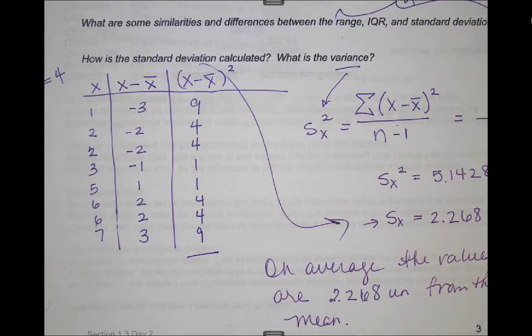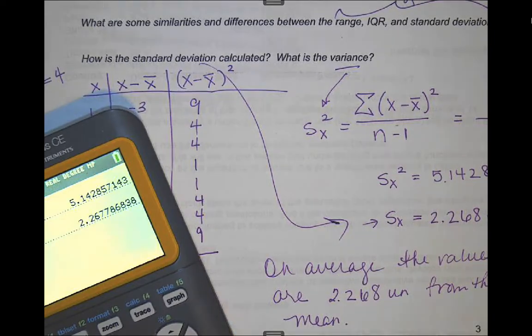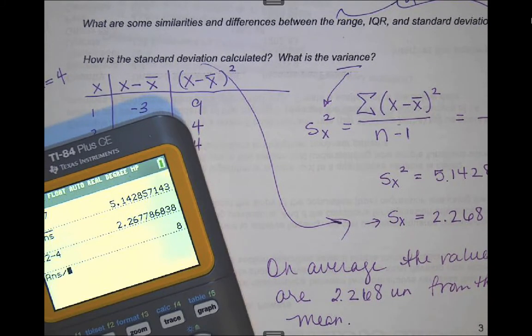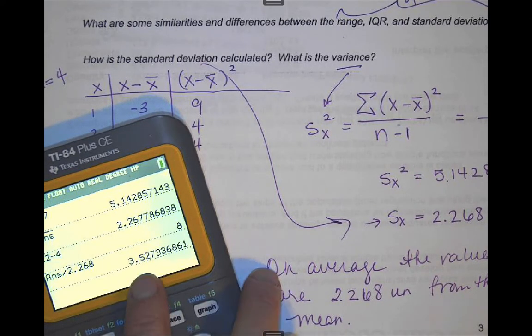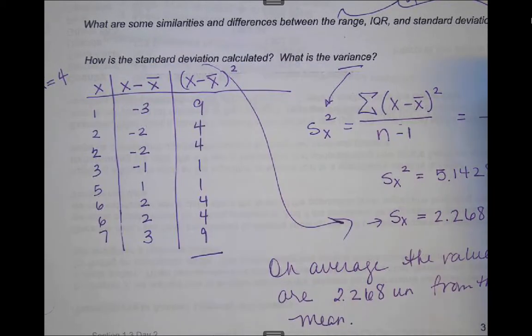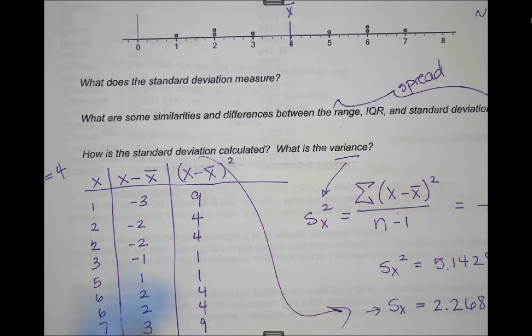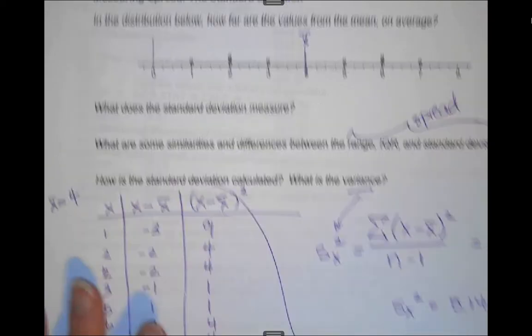So if somebody told me that 12 was in the data set, I might think they were a little nuts, because if I did 12 minus 4 and divided by that standard deviation I just got, well, 12 would be 3.5 standard deviations away from the mean. I'm not really sure that 12 is actually in that data set, so I don't know that I believe that person. So the standard deviation just gives me an idea of how spread out things are, okay?